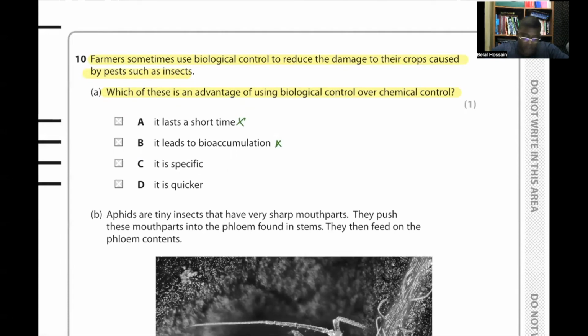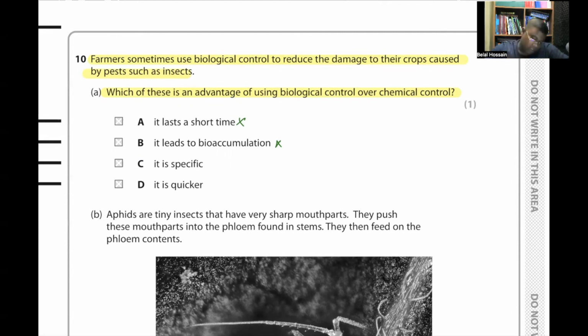Biological control leads to bioaccumulation. Okay, bioaccumulation occurs in substances that cannot be broken down by the environment. However, biological control agents are biological substances, so they can be easily broken down by the environment. Biological control can last for a longer period of time. That's because it's biologically produced.